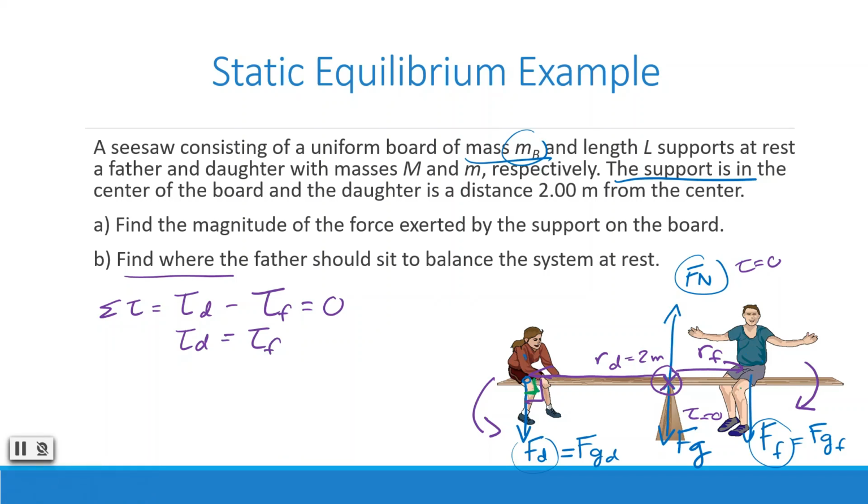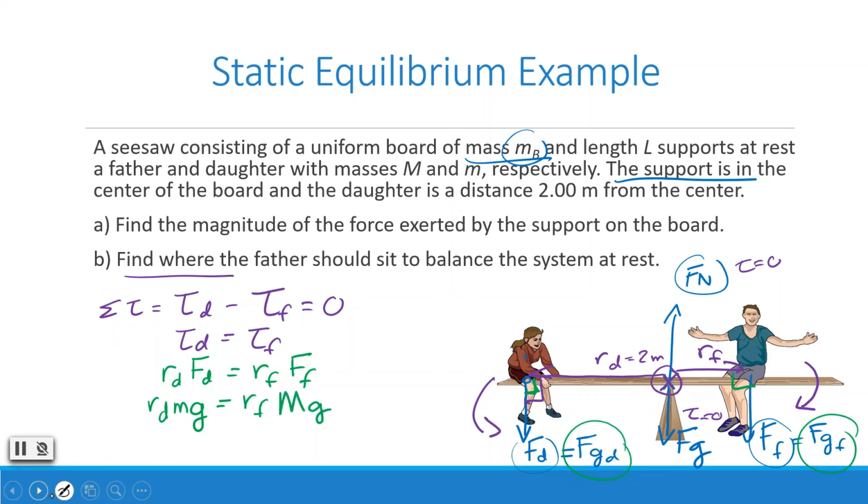So you have a 90-degree angle for both of these. So those torques are just R times F. So torque for the daughter is going to be R for the daughter, F for the daughter. Torque for the father is going to be R for the father, force for the father. And then those forces are equal to their gravitational forces. So F for the daughter is going to be little m times g. F for the father is going to be big M times g.